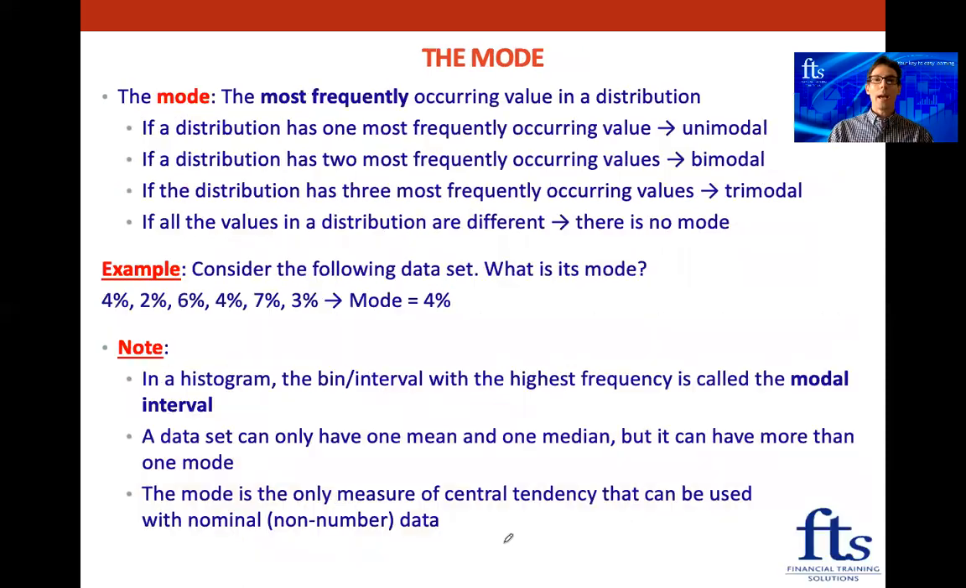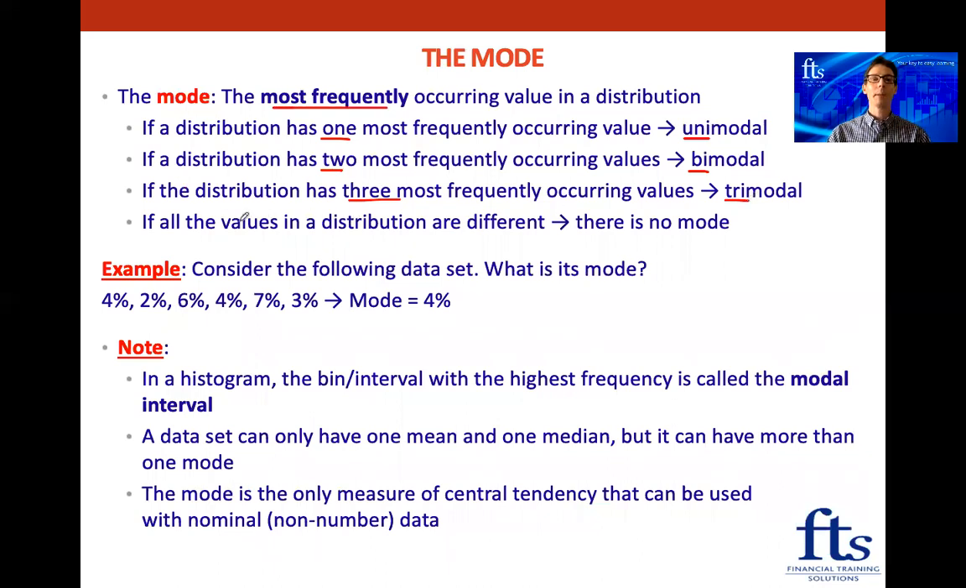Right. And now we're going on to the next one, which is the mode. So we know what the mode is. The mode is like the fashion. Hey? So it's the most frequently occurring value. So if a distribution has one most frequently occurring value, we call it unimodal. If it's got two most frequently occurring values, then it's bimodal. And if it has three most frequently occurring values, that's now called trimodal.